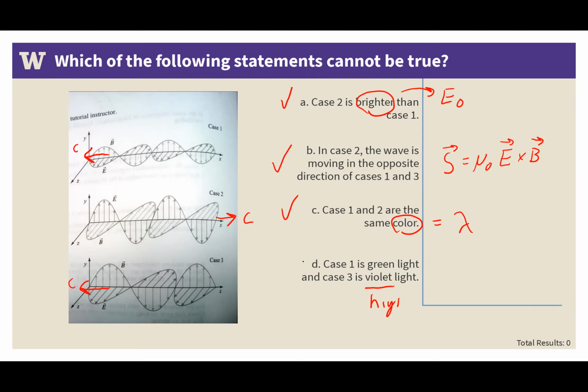Statement C, case 1 and 2 are the same color. Color, right, is what we think about in terms of wavelength, and it does look to me like case 1 and case 2 have the same wavelength, which would be the same color. That makes sense. So that just leaves D. Case 1 is green light, and case 3 is violet light. Violet light, I would expect to be a higher frequency and therefore a shorter wavelength. Case 3 actually looks to me like it has a longer wavelength than case 1. So D is going to be our answer here.